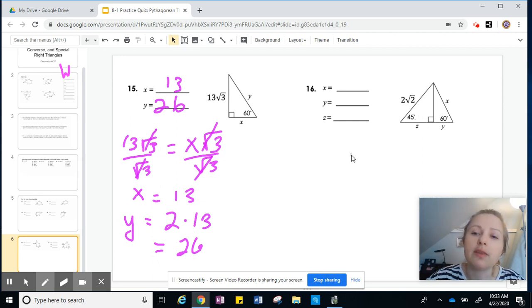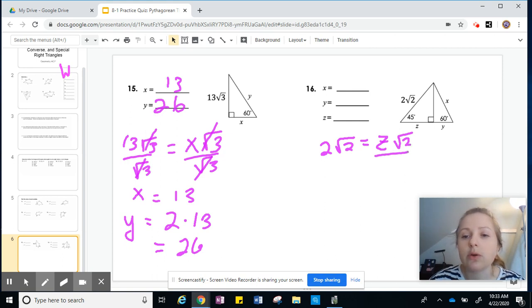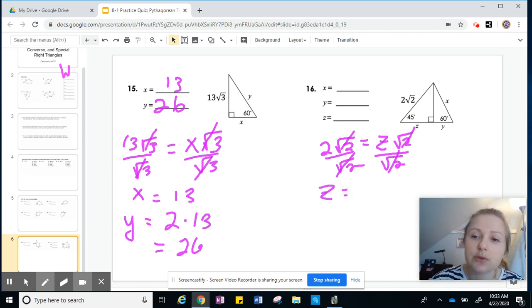So we know that the hypotenuse, so 2 square root of 2, again, that's the hypotenuse as always because it's across from the right angle. So the hypotenuse is equal to the leg times the square root of 2. So in order to get that leg alone, z, we need to divide by the square root of 2. And conveniently, they gave us a square root of 2, so it just cancels. So that means z is equal to 2.